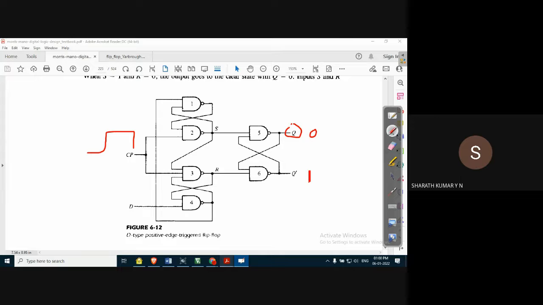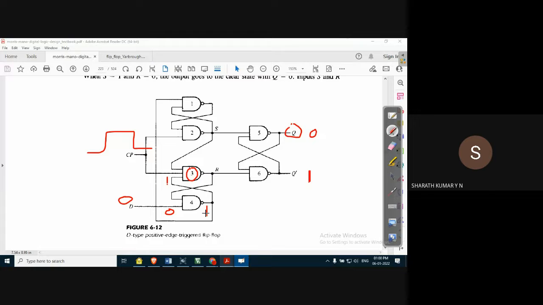Clock pulse, let us say something like this. D is 0, for example. When D is 0, this fourth NAND gate input is 0, so the output of the fourth NAND gate is 1. Now this is fed as an input to this three input NAND gate, NAND gate number 3.